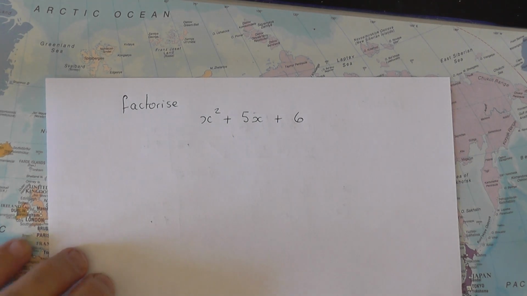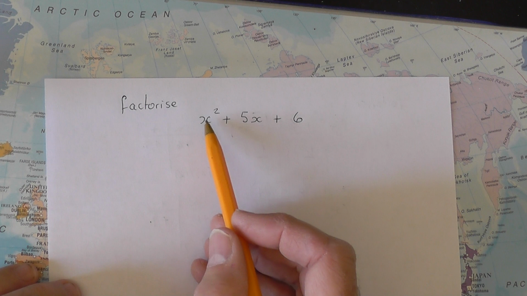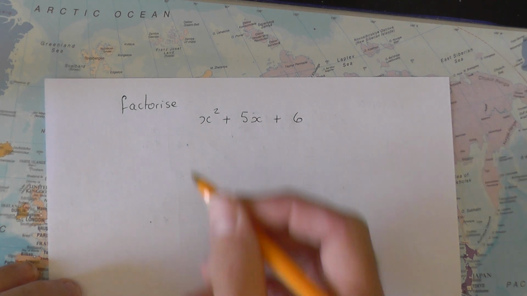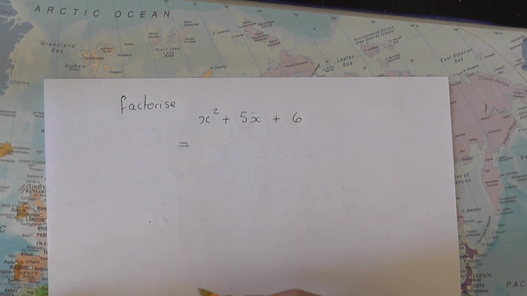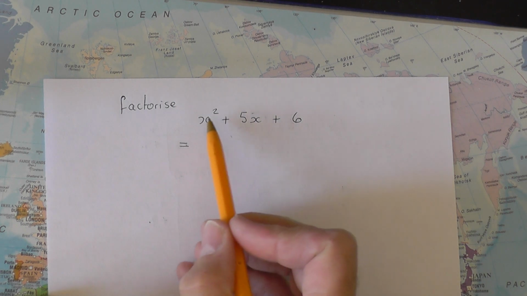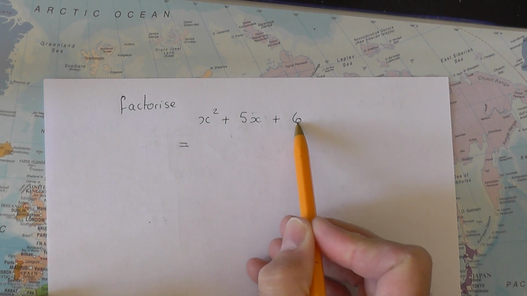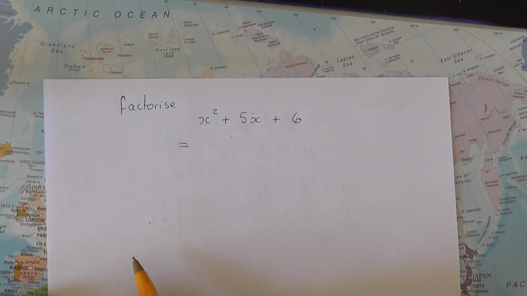Let's look at the next step in the factorisation process. We've got an example, x squared plus 5x plus 6, and we've got to factorise it. If you're going to factorise it, you need to rewrite it with some brackets in. The first thing you'd always ask yourself is, is there a common factor? You can see that x goes into x squared, but there's no x term there. So in this particular example, there are no common factors.